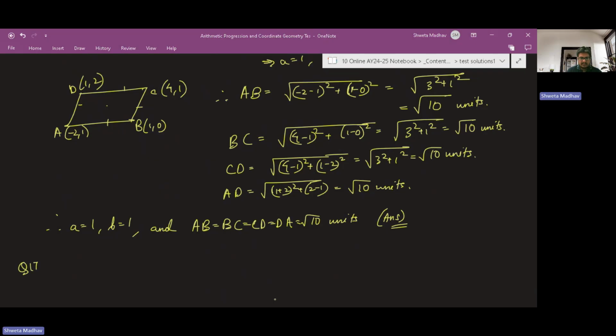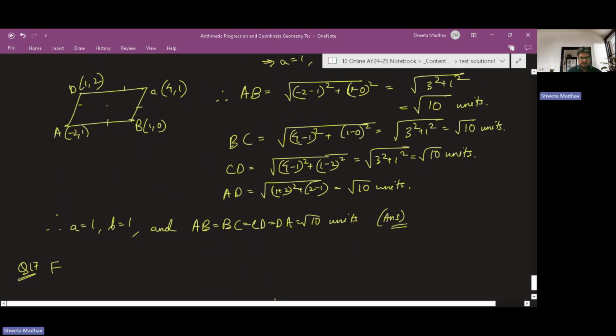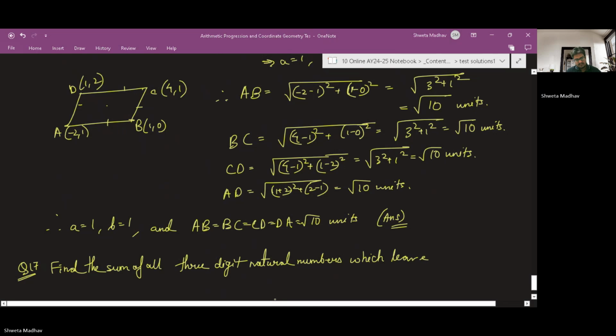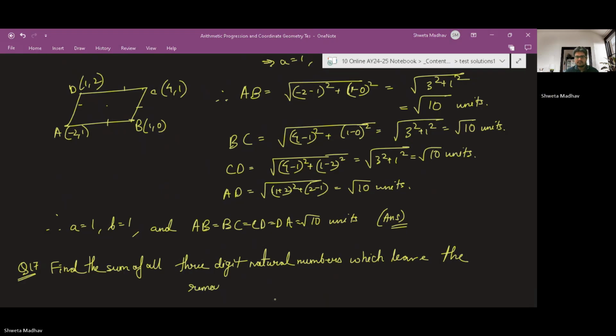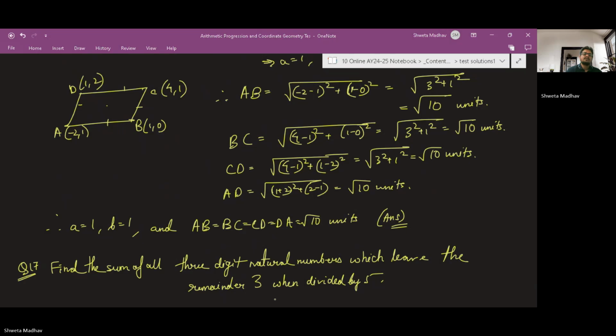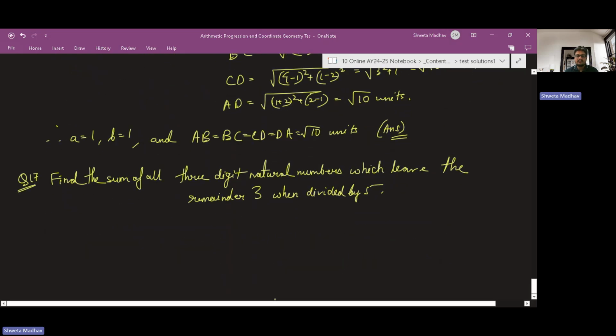Then in question number 17, it is told to find the sum of all 3-digit natural numbers which leave the remainder 3 when divided by 5. So the 3-digit numbers we have to find.